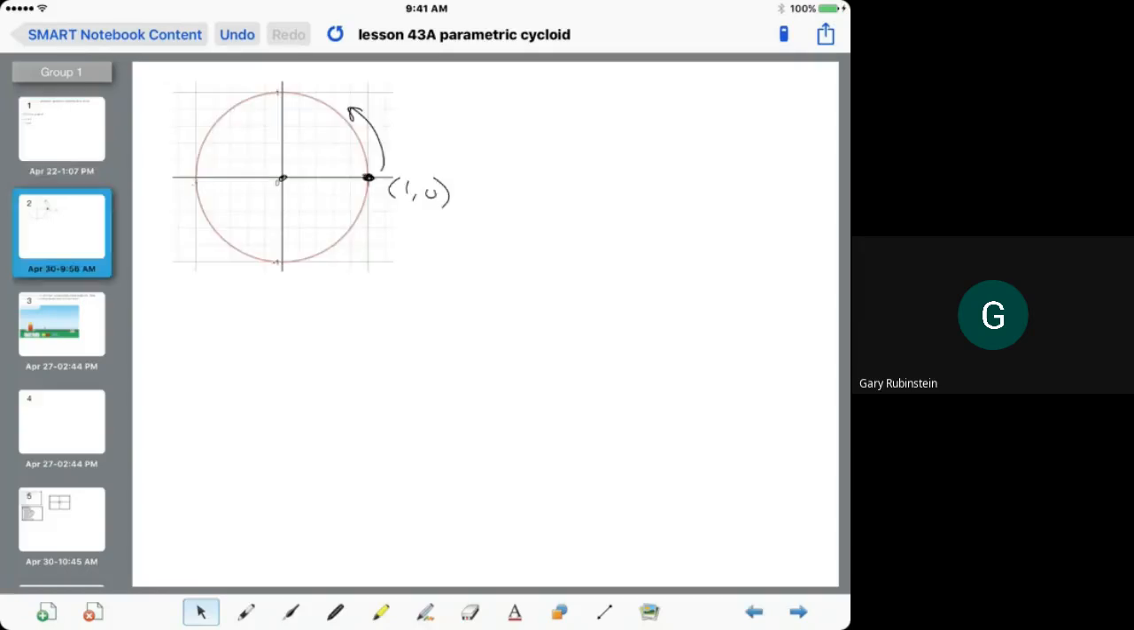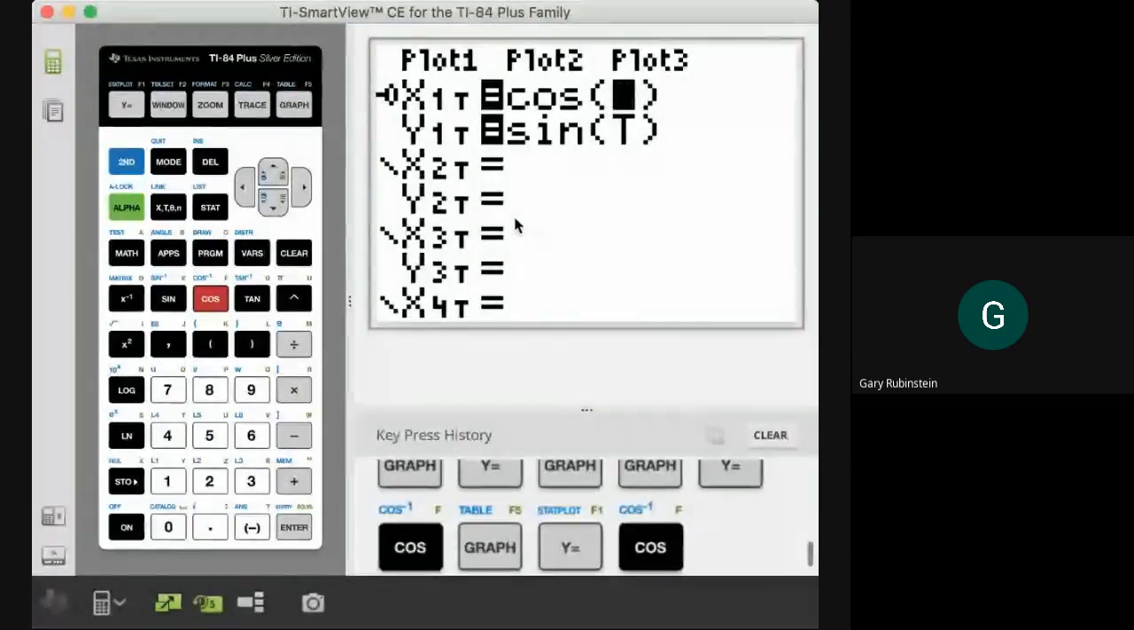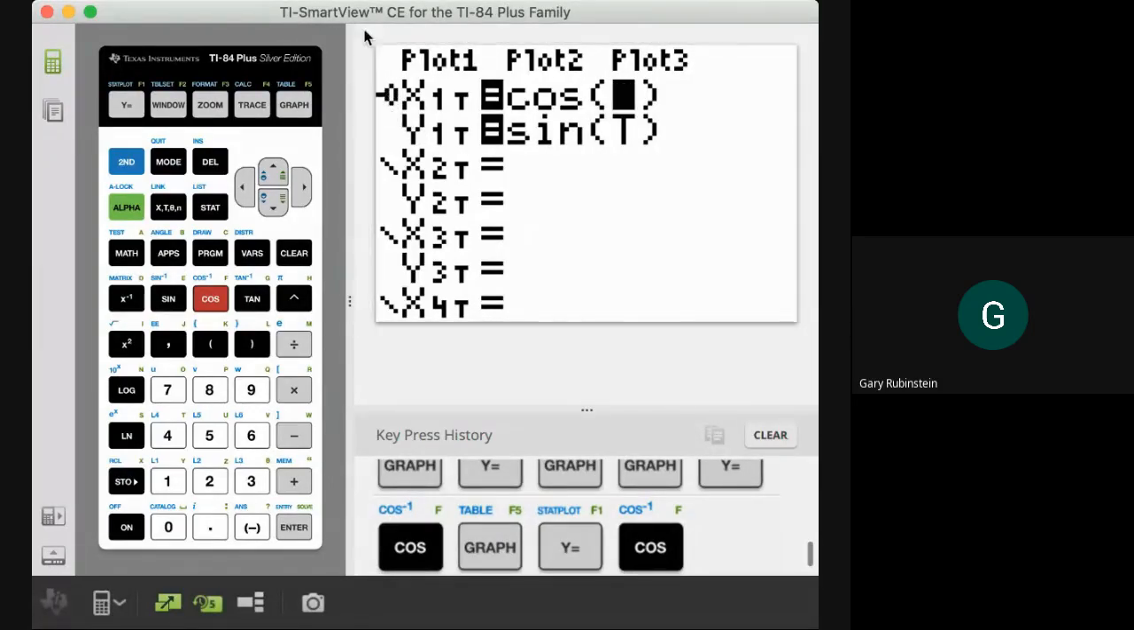So let's take a look. Here's the situation. That's what happens. And if you want to see that happening, I'll show you how in your graphing calculator we can take a look at that. Okay, so here's the emulator. Here I have cosine t, sine t. Notice how over here I've got this lollipop thing. That makes it graph a little bit slower.